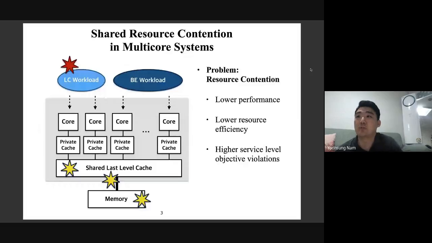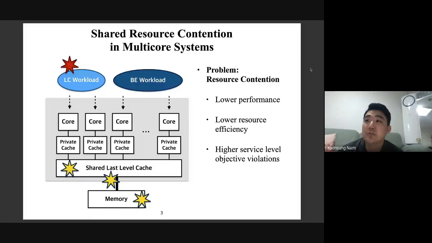However, once workloads are collocated in a machine, it may cause resource contention. As illustrated in the figure, there are several shared resources such as last level cache and memory bandwidth, and contention on these shared resources causes lower performance, lower resource efficiency, and higher service objective violations.